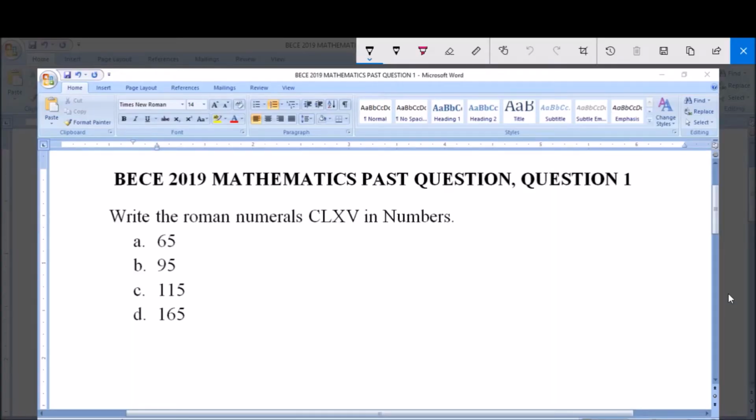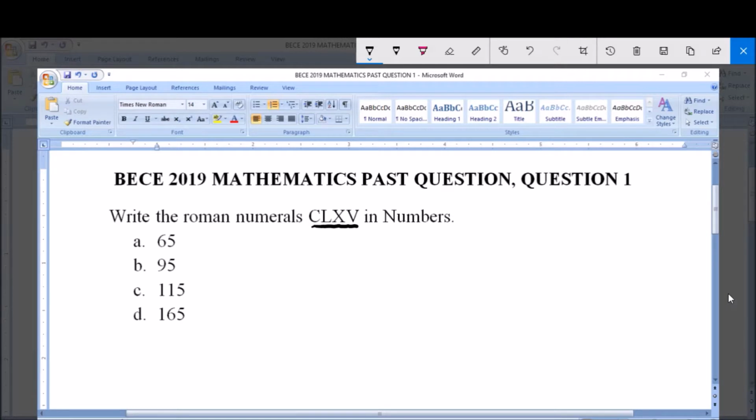Today we're going to be dealing with BECE 2019 Mathematics Past Question 1. Write the Roman numerals CLXV in numbers. A, 65; B, 95; C, 115; and D, 165.